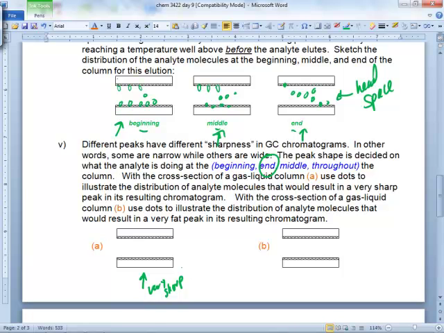And then in B, again, the end of the column, but you get this wide peak, right? Sharp, wide. Put in what you think it would look like.